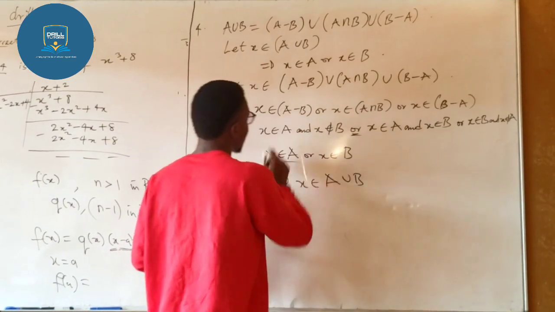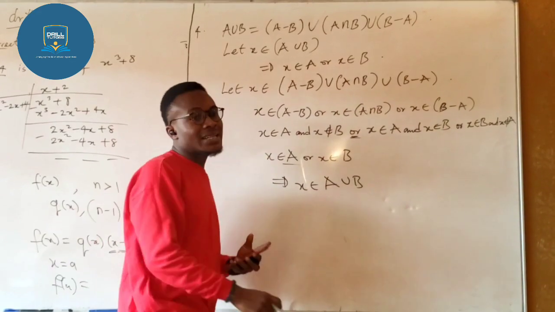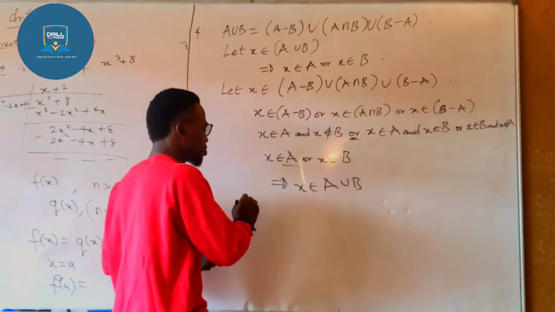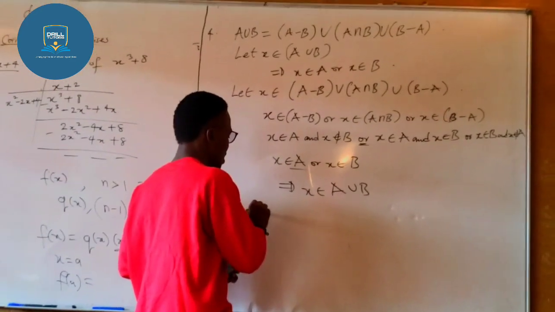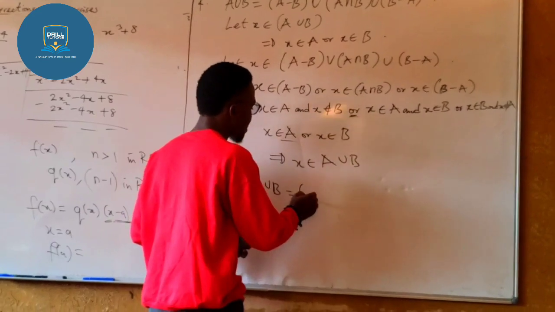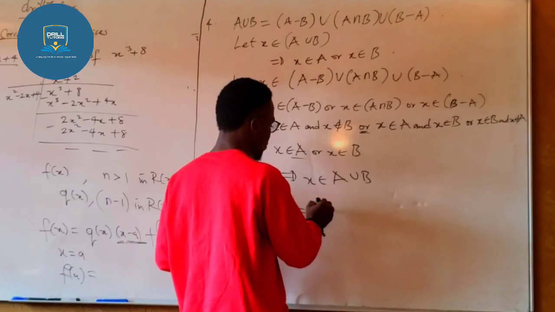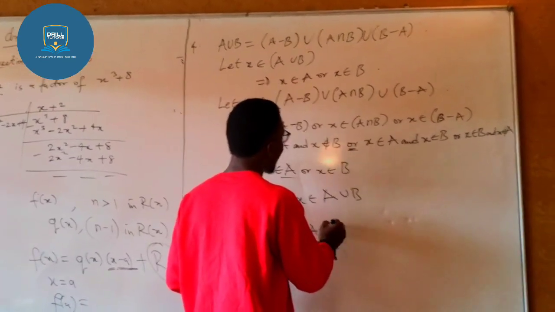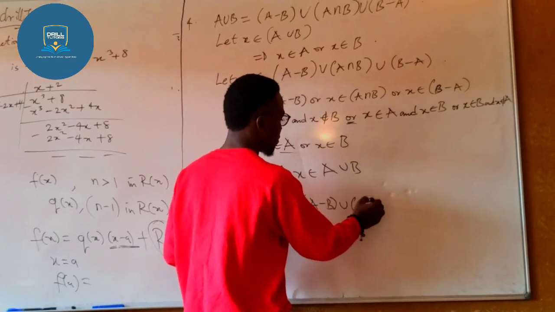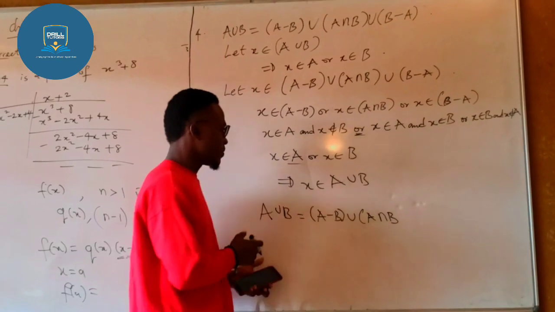Which tells you that what you have on the right hand side is a subset of what we have on the left hand side. That actually proves that A union B is simply the same, is equal to A minus B union A intersection B union B minus A. Sorry about covering that.